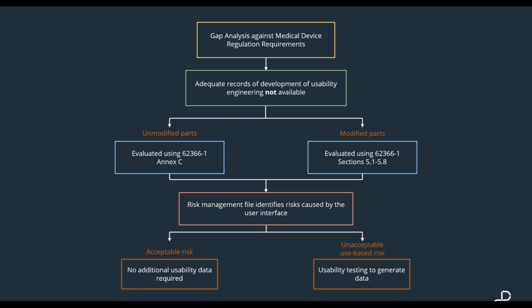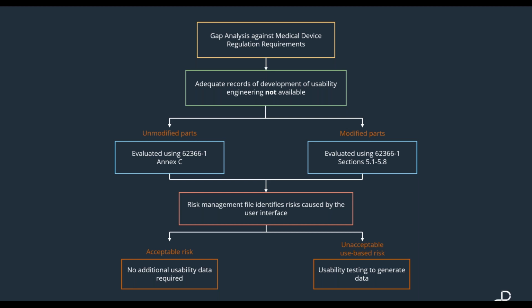So this is kind of our recommended process for how you identify that. It's the recommended process from 62366. So if your usability risk assessment or an equivalent risk analysis shows that your medical device has an acceptable risk, then you don't need additional usability data. But how do you get that? Because actually, if you've got unacceptable use-based risk, then you're probably going to want to do some usability testing to generate that data. So our recommendation is that you do a gap analysis against the medical device regulation requirements.